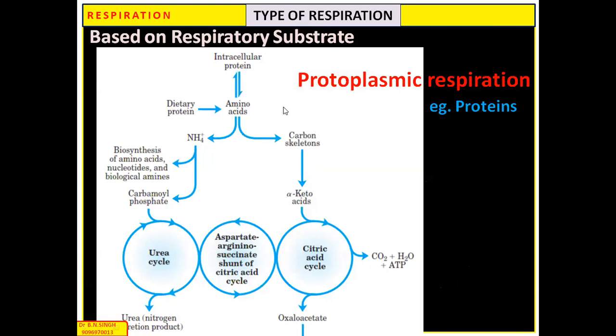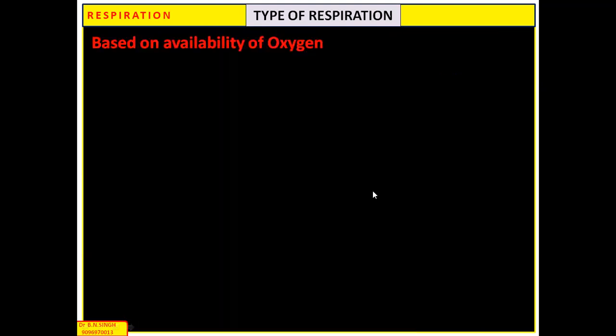The carbon skeleton present in the amino acid enters the Krebs cycle, that is, the citric acid cycle, for producing ATP and releasing CO2 and H2. We'll study about this process, right?